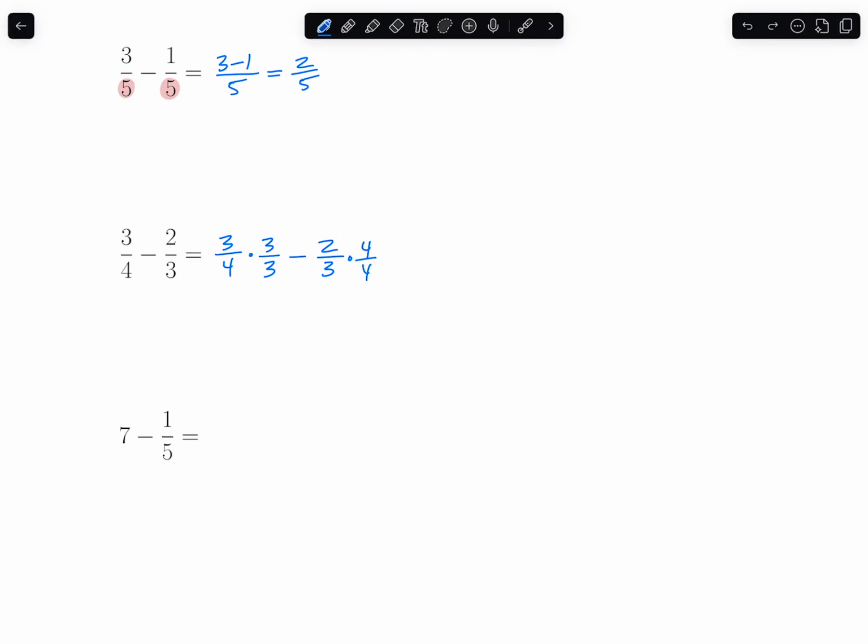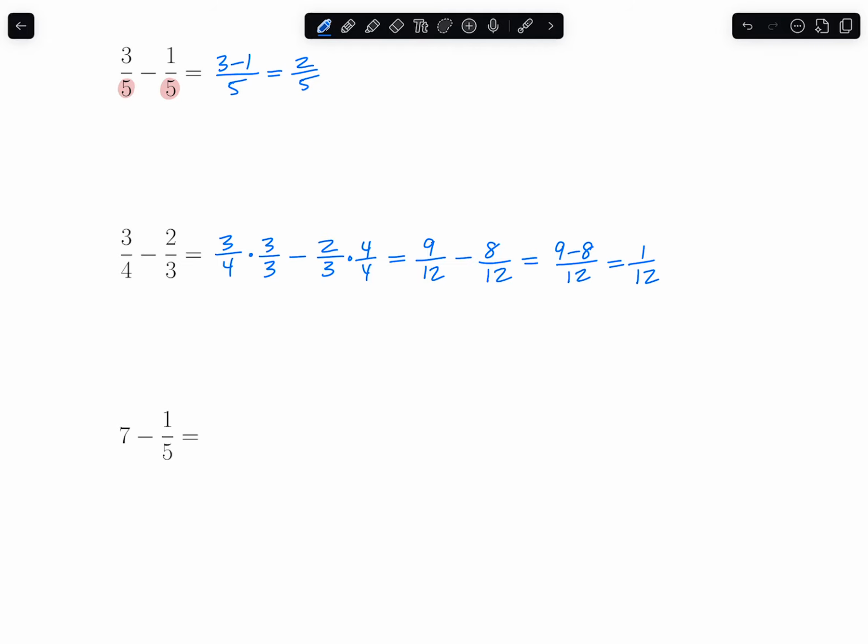And again, I'm taking the denominator of the other fraction. Okay, so when we perform these products, well, 3 times 3 is 9, and 4 times 3 is 12. So we're going to get 9 over 12 for the first product. And for our second fraction, we're going to have 2 times 4, which is 8, divided by 3 times 4, which is 12. Okay, so our second product turns into 8 over 12. And now we have two fractions with the same denominators, so we can just go ahead and subtract their numerators. So I'm going to get 9 minus 8 over 12, which is just 1 over 12.